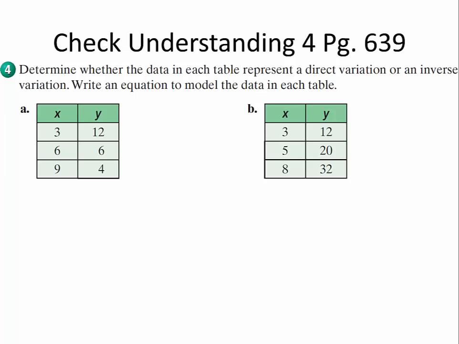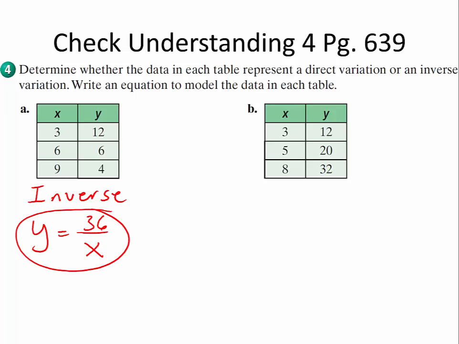All right, if you did these correctly, first I'm going to try the inverse test first. 3 times 12 is 36. 6 times 6 is 36. 9 times 4 is 36. So this is an inverse. And 36 was the magic number, so y equals 36 over x.